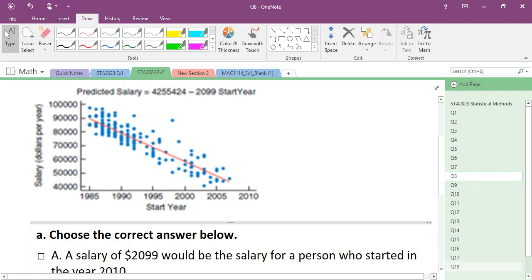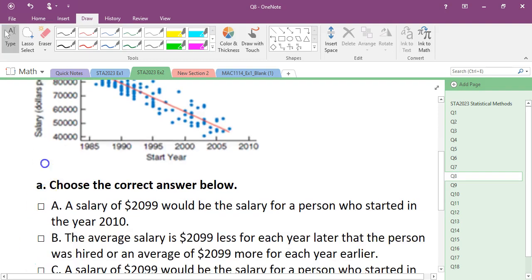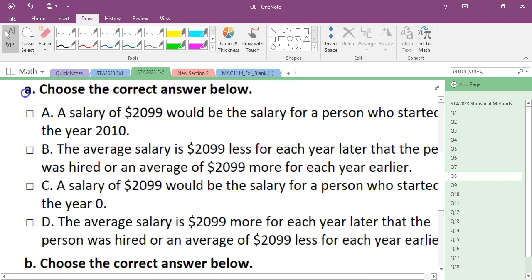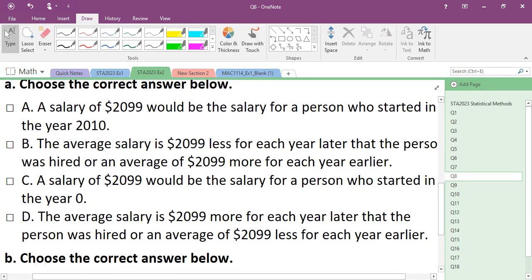So here's our information. We can see our negative trend. We've got our equation right there for predicted salary based on your start year. So first things first, we want to interpret the slope. So remember when we talk about the slope, what was the interpretation in general of slope? For 1 unit of x, we talk about the average of y.